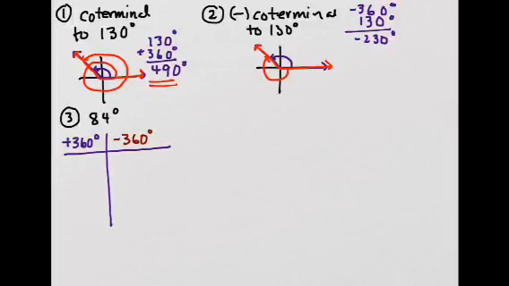Okay, so for numbers 3 through 6, they're asking for the two nearest positive coterminal and negative coterminal angles. So given angle 84, we're going to add 360 to that, and we get 444. That's one. We add 360 to 444. We add 360 to that, and that's going to give us 804.